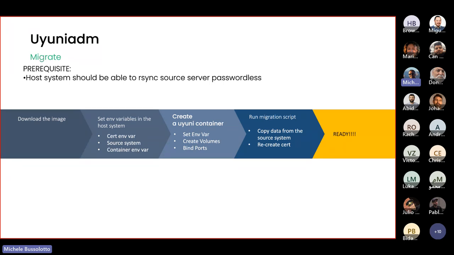So also in this case, it downloads the image, sets up all the environment variables, and creates the container with all the volumes, all the ports, all the environment variables. But the main difference with start is we have this migration part that copies all the data from the source system. It recreates the certificate, and then you have the same Uni server that you had before, but just on another host, and everything is running inside the container.